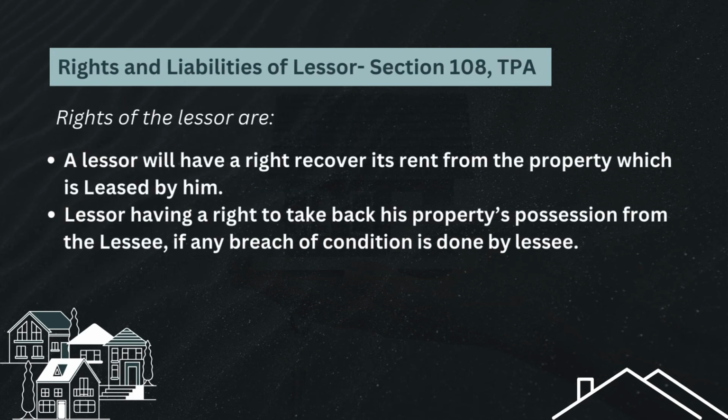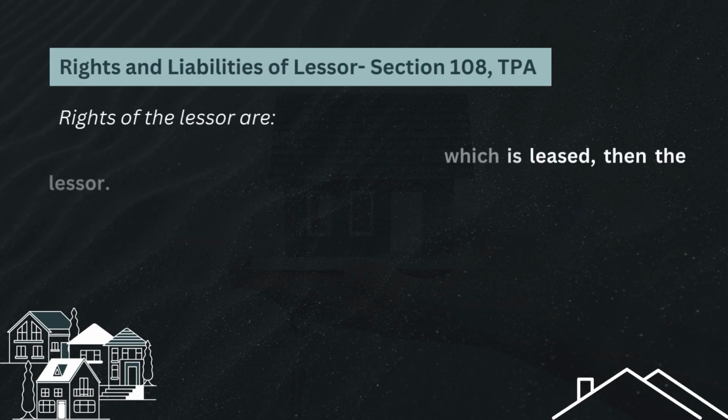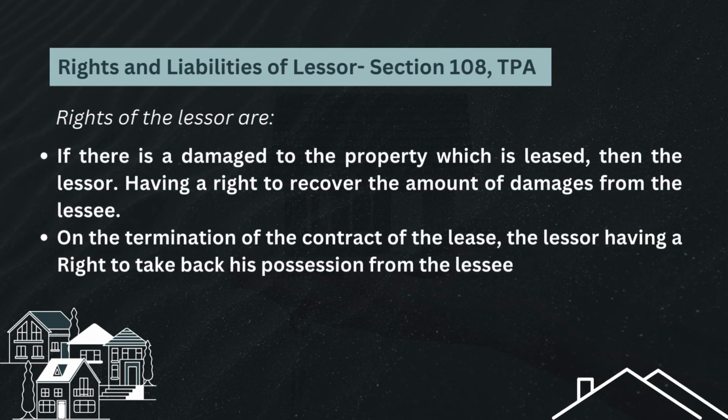Rights and liabilities of lessor. Section 108 of the Transfer of Property Act. Rights of the lessor are as follows. A lessor has a right to recover rent from the property which is leased by him. Next, the lessor has a right to take back possession of his property from the lessee if any breach of condition is done by the lessee. Next, if there is damage to the leased property, then the lessor has a right to recover the amount of damages from the lessee.